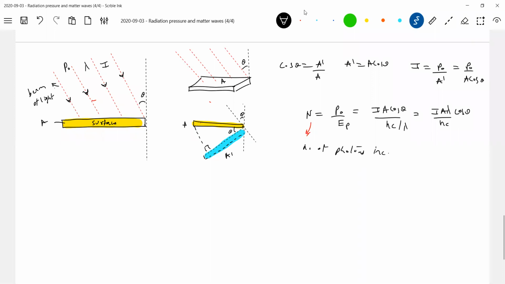Number of photons incident per second at an angle theta on the surface. What is the area of cross-section? A only, on the surface.